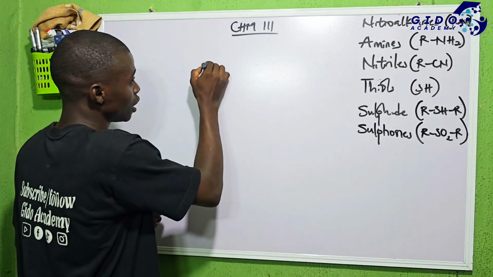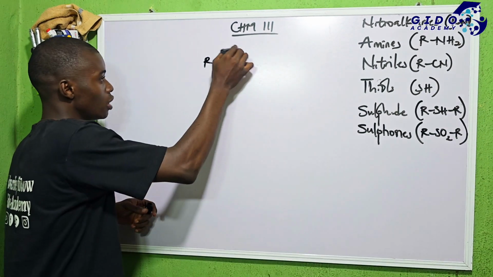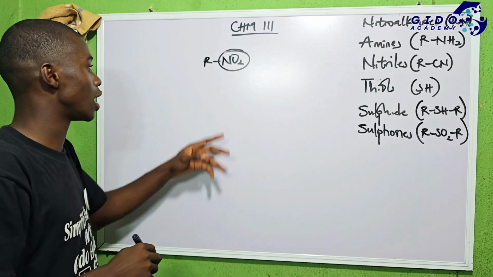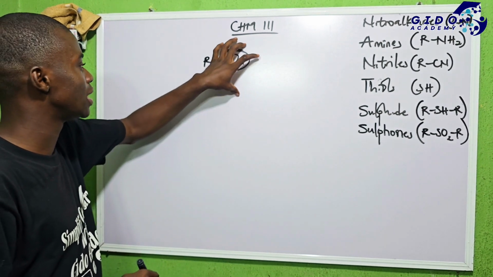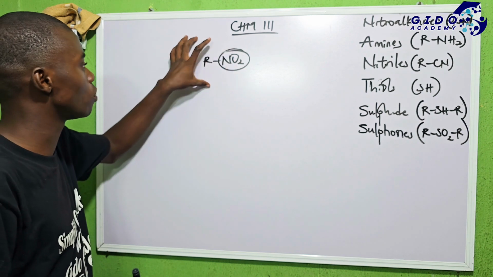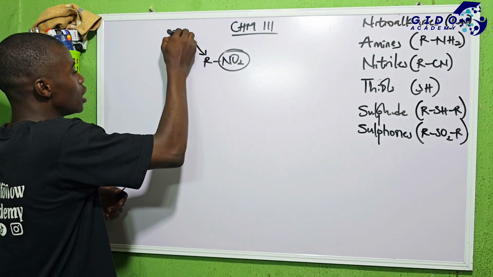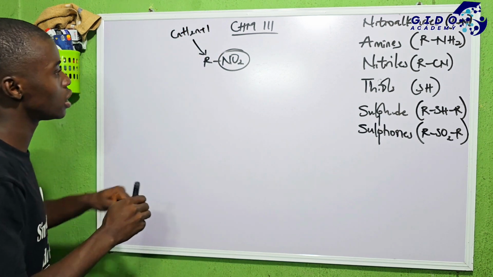The nitroalkanes have the general formula of RNO2. Please take note of the formula. This is nitrogen bonded to two oxygens, directly bonded to an alkyl group, so we call this the nitro group. Wherever you see something like this, always take note of it, the nitro group. And remember, R simply means CnH2n plus 1.